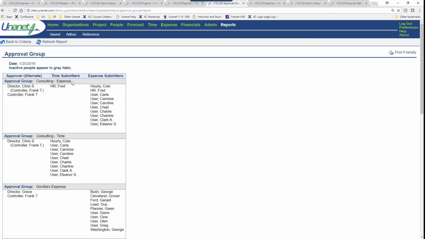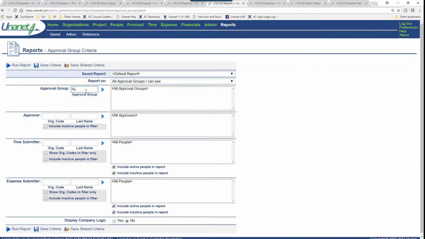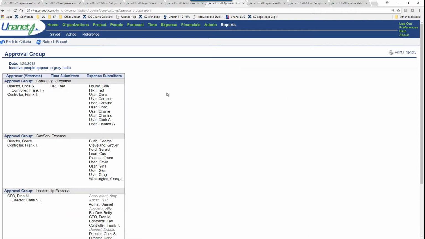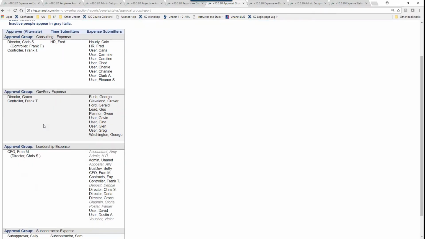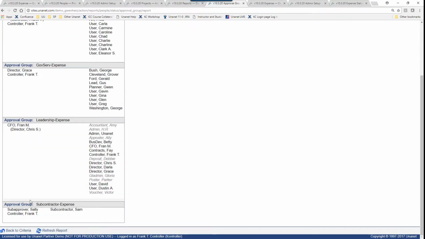But here I'm able to see I've got expense approval groups, and the left-hand column tells me who the approvers are. If the name is in parentheses, that is the alternate approver for that. So in fact, let's just go back and look for ones that have expense in the name. I can say, well, let me look for approval groups that have expense in their name. And that'll limit this report a little bit. So I see that over here, I've got Chris Director and Frank Controller. This one's got Grace Director and Frank Controller. This one here just has my Fran CFO, and then I've got Sally Subapprover and Frank Controller.